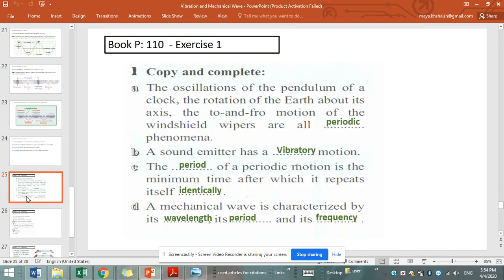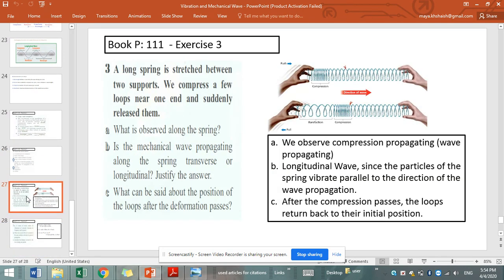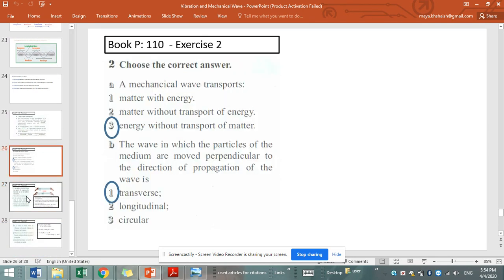Now for the book exercises, page 110, exercise 1, copy and complete. The oscillations of the pendulum, these are already done for the vibration. Now for the wave.